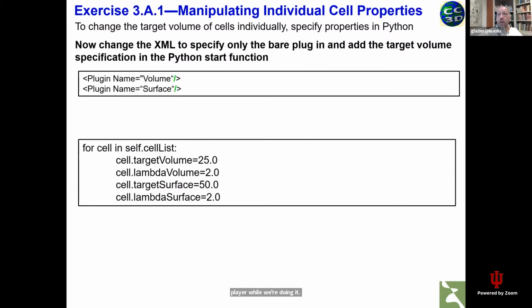Okay. So just to remind you what you need to do, you need to change your XML. Now, the next thing I want you to do, sorry about that, is to remind you how you're going to now change volumes individually. You're going to edit your plugins to just be volume or surface. You need to remember to add the slash to end the tags. And then in the start function, you'll say for cell in self.cellList and add cell target, volume, lambda, surface, and so on. So why doesn't everybody do that?